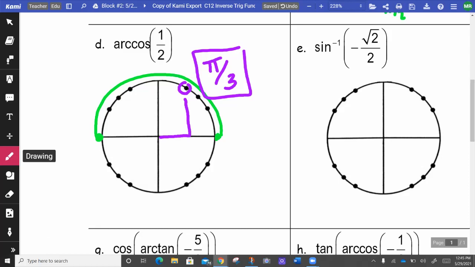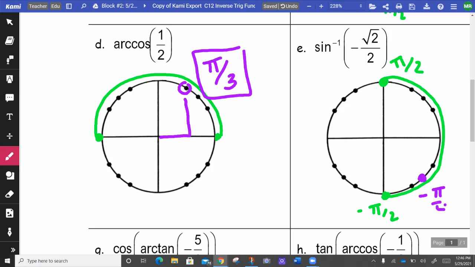For sine inverse, I'm going to be starting from negative pi halves to pi halves. So again, negative pi halves to pi halves is where I am. This is a negative sine, and it's a negative root 2 over 2, which is going to be down here at one of my fourths. And this is going to be negative pi fourths. And that's my answer.